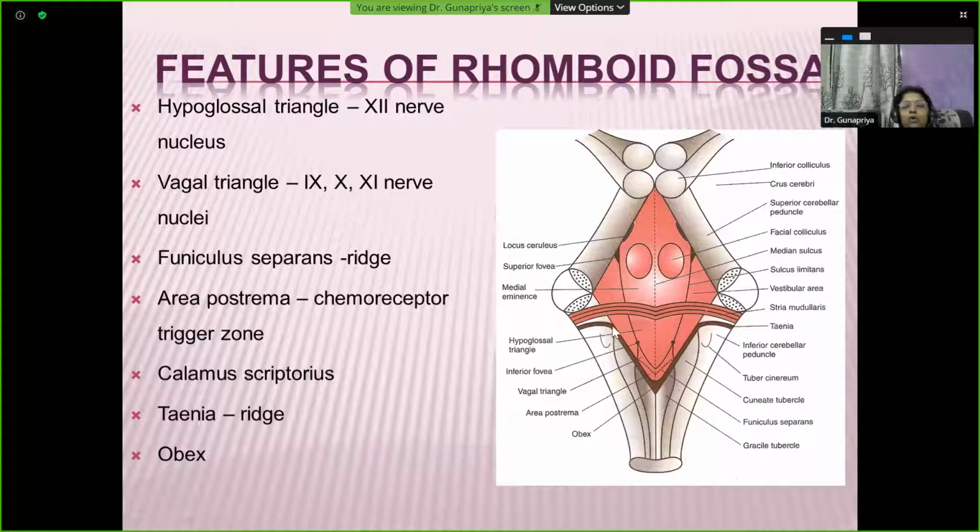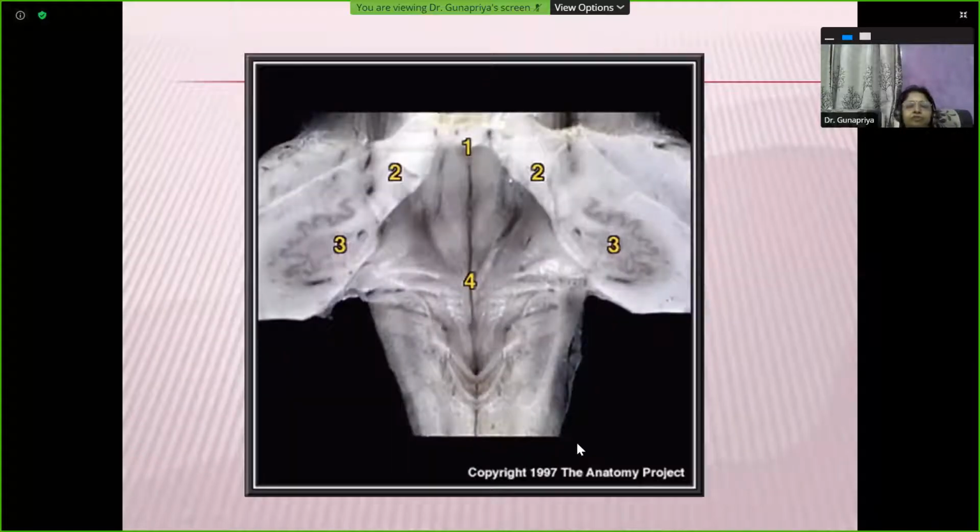This entire lower part of the floor of the fourth ventricle resembles the tip of the nib of a fountain pen, hence the terminology calamus scriptorius is given to it. From either side, you find this whitish ridge extending from one side, the inferior cerebellar peduncle, to the apex here, and then again to this side, and that is known as tinea. It's also a whitish ridge-like structure. The lowermost point is depressed, and that is known as obex. So these are the features of the rhomboid fossa.